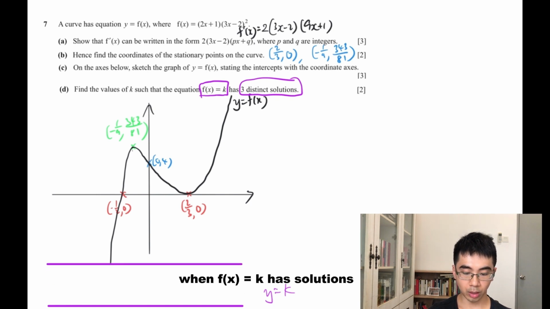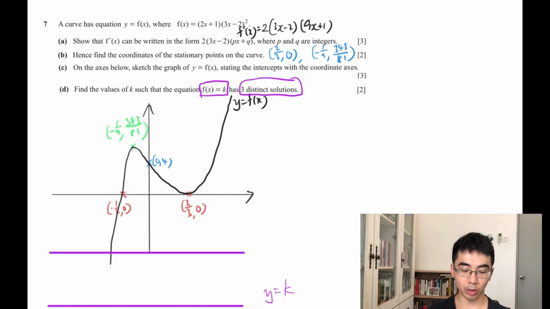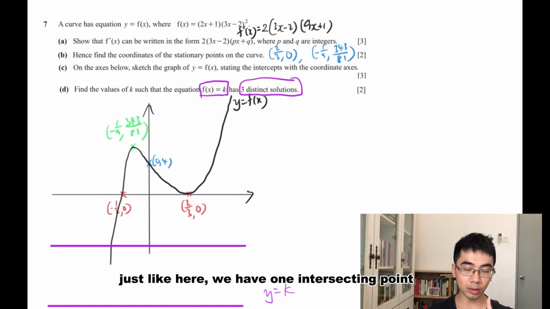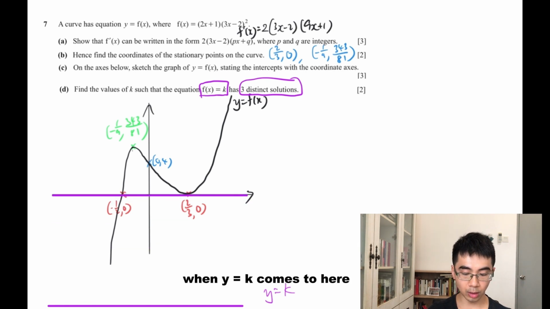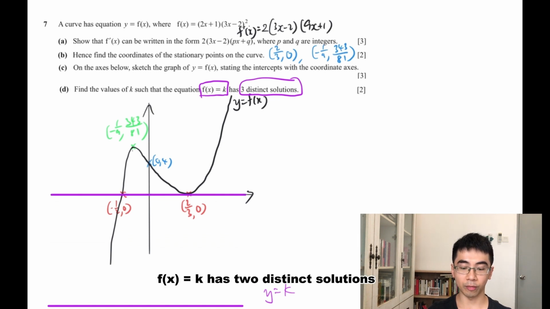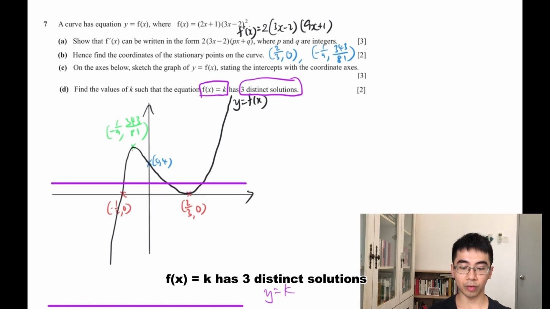upwards. Alright. When f of x is equal to k has solution, it means this black curve and the purple line will have intersecting point. Or just like here, we have one intersecting point, meaning for this value k, we'll have just one solution only. So when it comes to here, meeting these two red points, you will have two distinct solutions for f of x is equal to k. And then later on here, you will have f of x is equal to k having 3 distinct solutions.